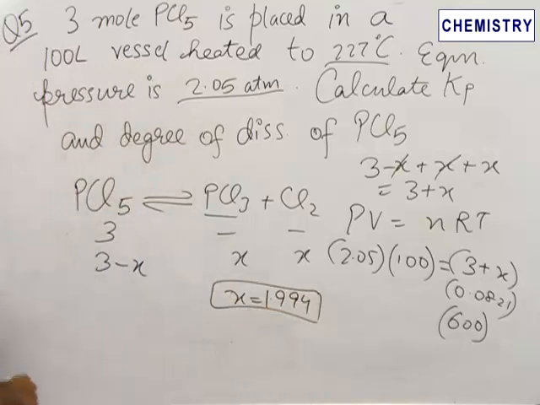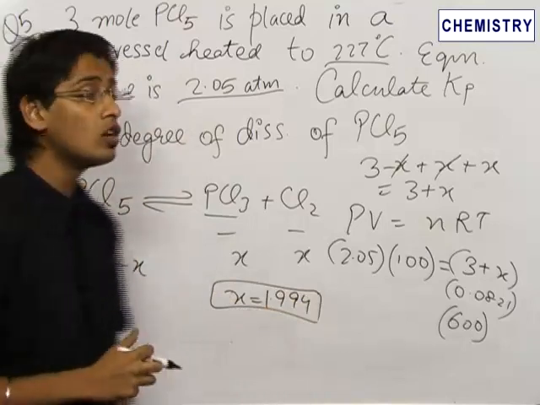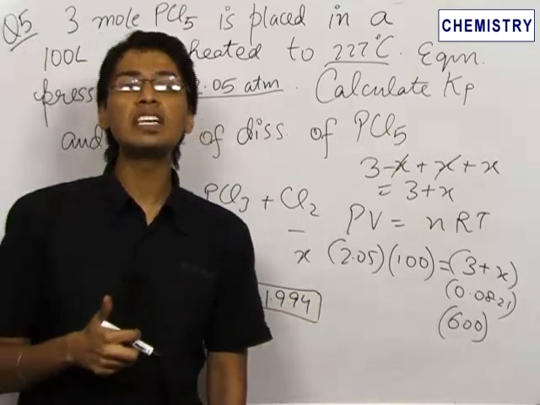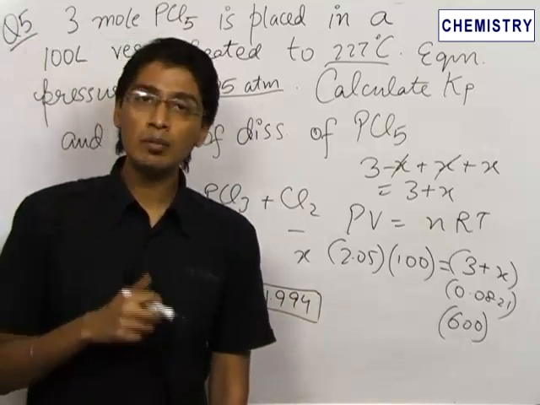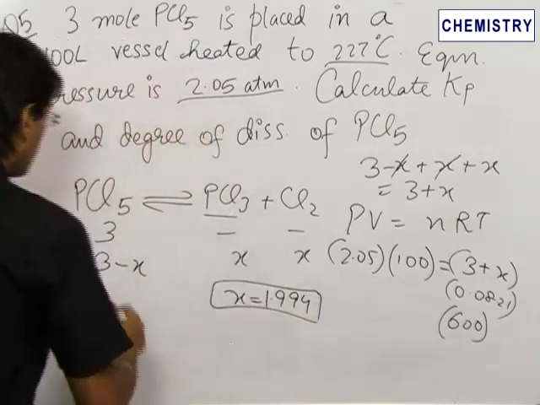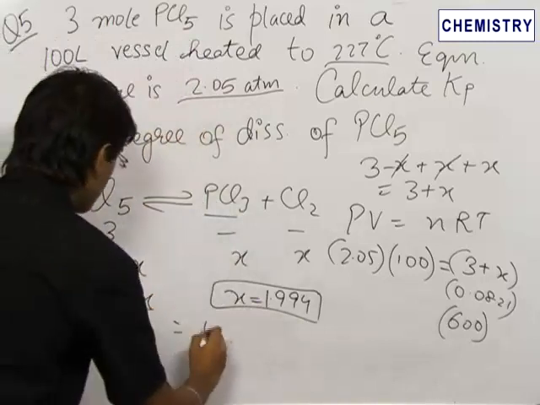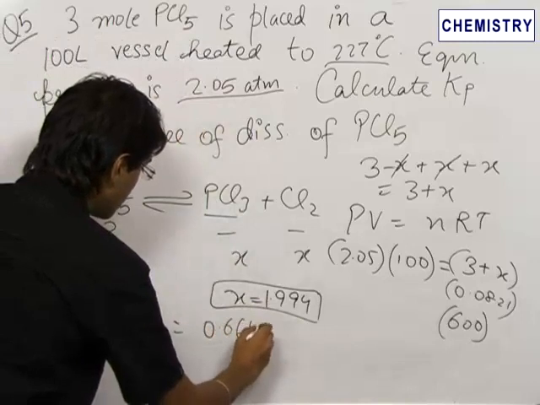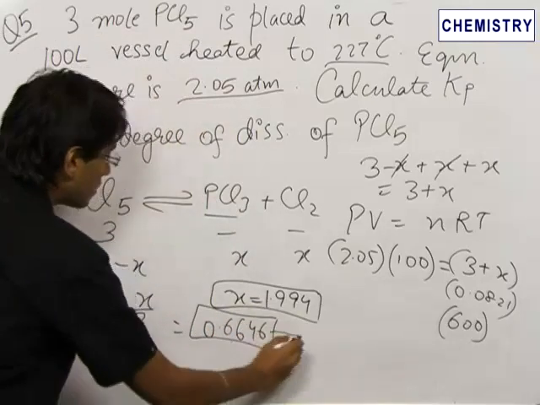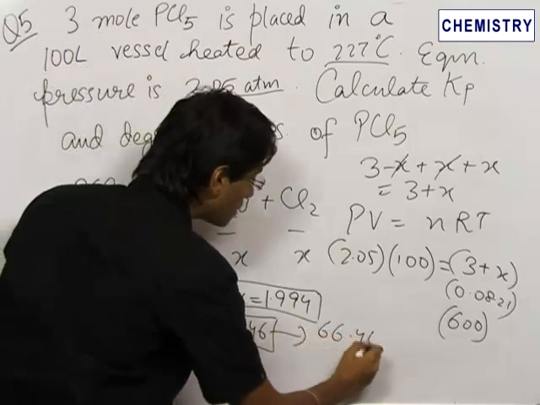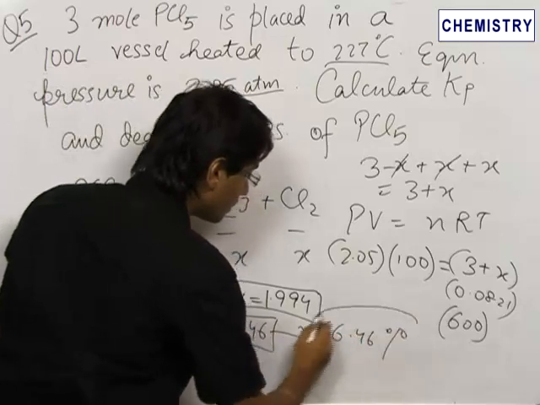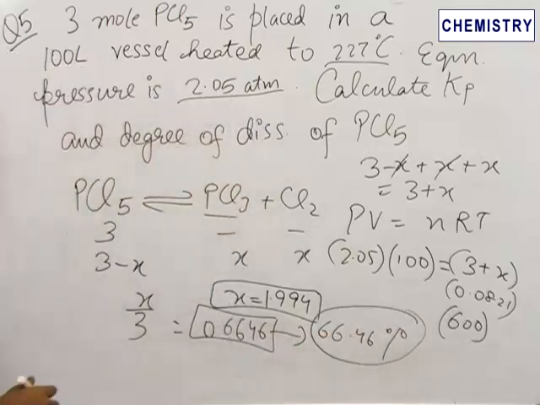Hence the degree of dissociation of PCl5 is equal to the number of moles of PCl5 dissociated divided by the total number of initial moles of PCl5, that is x upon 3, which gives the degree of dissociation as 0.6646, that is 66.46% of PCl5 has dissociated.